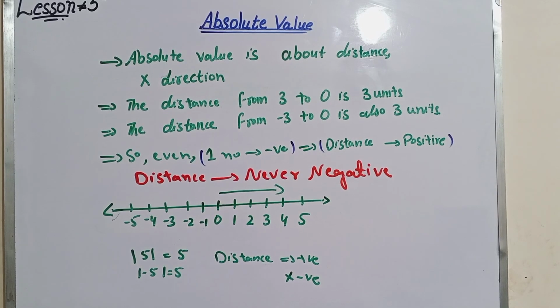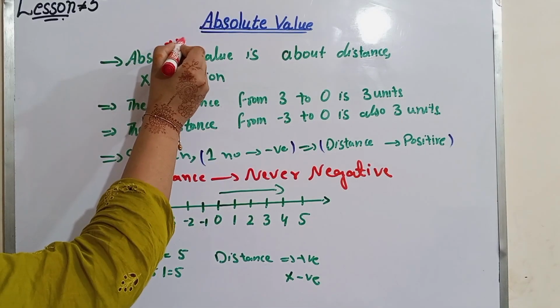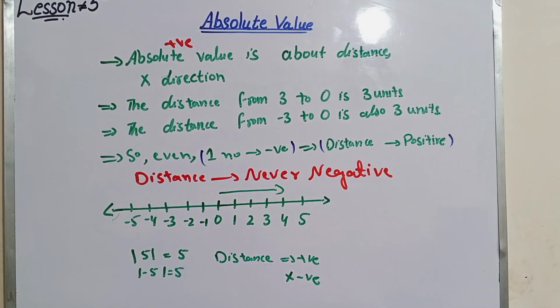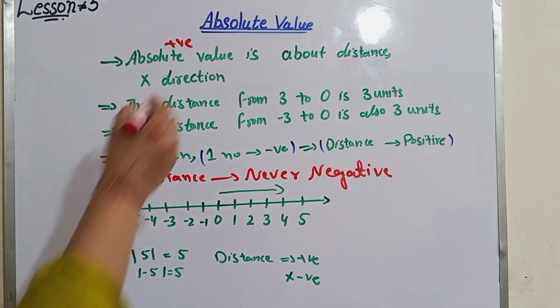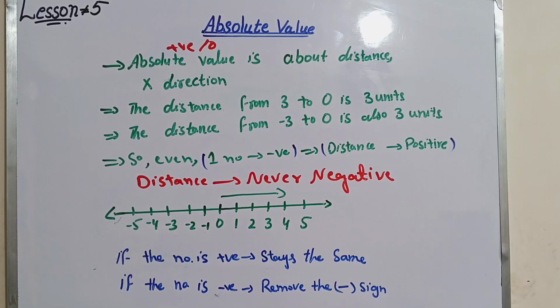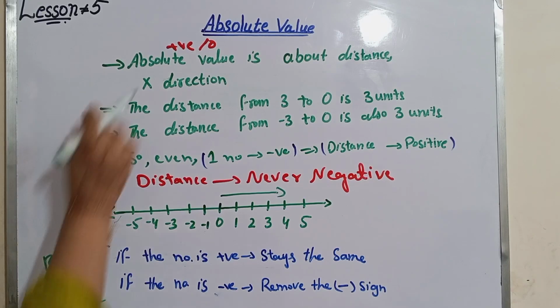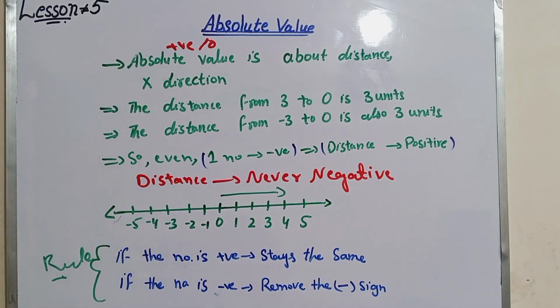Now, there is a simple rule you need to remember. Absolute value is always positive or 0. That's it. If the number is positive, it stays the same. If the number is negative, remove the minus sign. So please keep in mind this rule: absolute value will always be positive or 0.